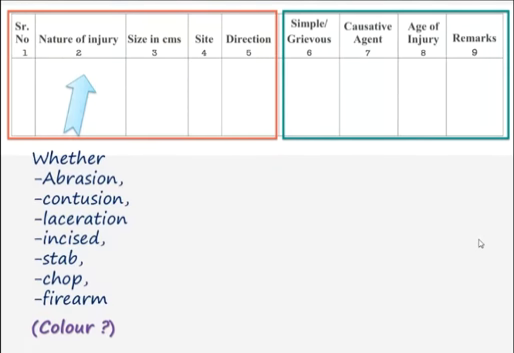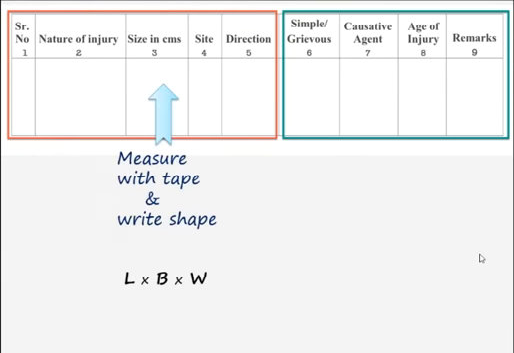You have to measure with a tape and write the size, even the shape too. That is mentioned as LBW: length, breadth, width, or depth. If a stab wound is a penetrating or perforating wound, it is measured in depth. If there is a limitation, we express the limitation in measuring the width. But length and breadth, a two-dimensional picture, you can write. Always write length as more than breadth.